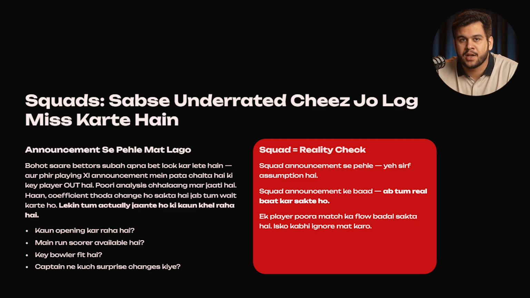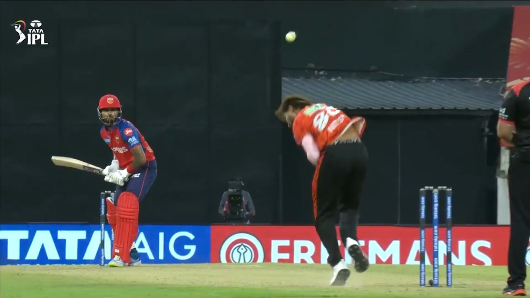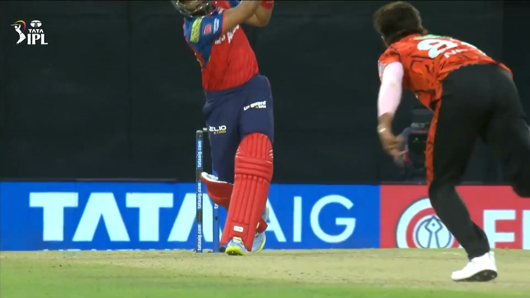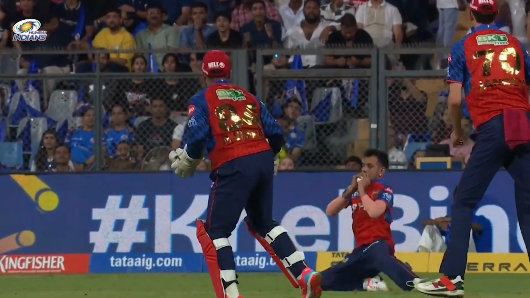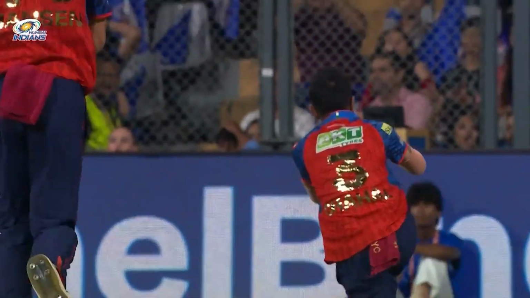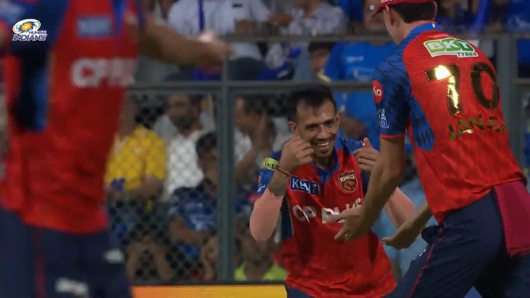Then before the match, the playing 11 comes out and suddenly one important player is missing and the whole logic breaks down. In cricket, one player can change the match a lot. If a strong batter is missing, the team may score fewer runs. If a strong bowler is missing, the opponent can build momentum very easily. If the captain changes the lineup, the whole game plan can change.